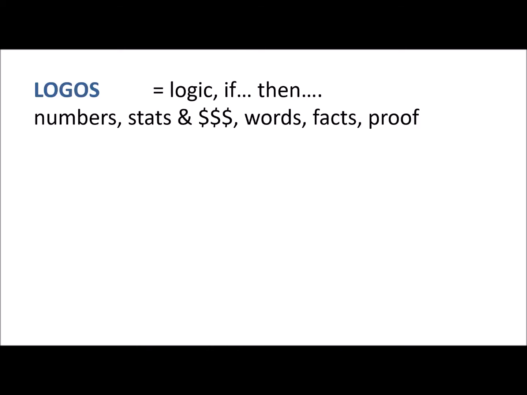So if you use the logos strategy, you're probably using logic, such as if you do this, then that will happen. You may well be using numbers. In a report, those might be in the form of statistics. In a business proposal, it could be money, dollars. Logos is about words. Logos is about facts. Logos is about proof. Now there is a bias towards males and a bias towards older users to use these strategies.